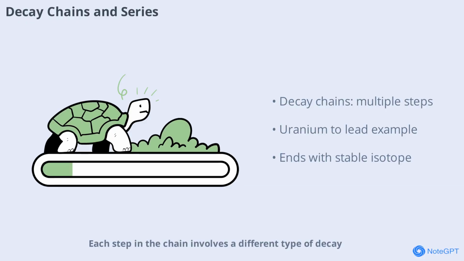Each step in the chain involves a different type of decay, and the process continues until a stable isotope is formed. Decay chains are important in understanding how radioactive elements change over time in nature.